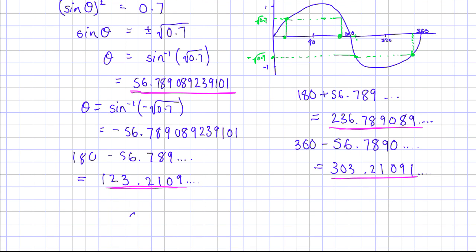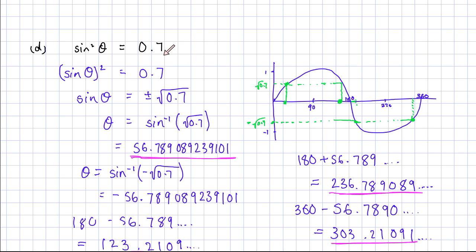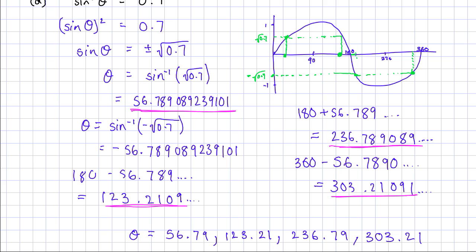So I'm going to say theta is equal to 56.79 or 123.21 or 236.79 or 303.21. Okay, so I have 4 values here: 1, 2, 3, 4 values. All of them, if I use it here, I should get 0.7. So these are the 4 values, and this is how you're going to work it out. Make sure that you're sketching the graph and you're looking at how you're getting all of these values.